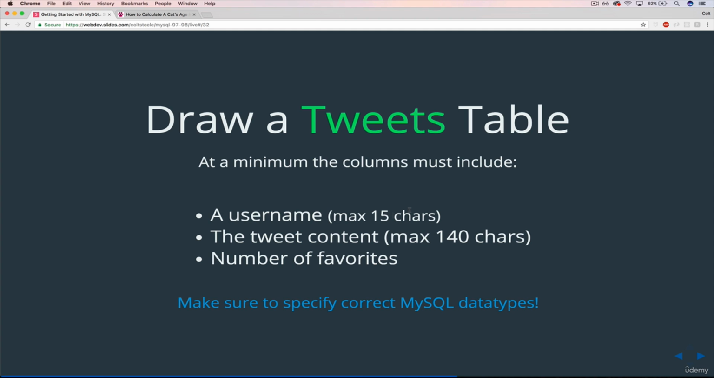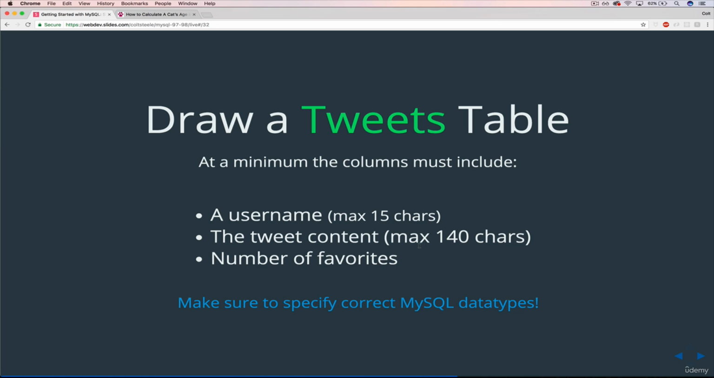So how do you specify that? What data type is it? Then the content of the tweet, so whatever the tweet is itself, can't be more than 140 characters. And then the number of people that have favorited that tweet, basically liked it or hearted it.